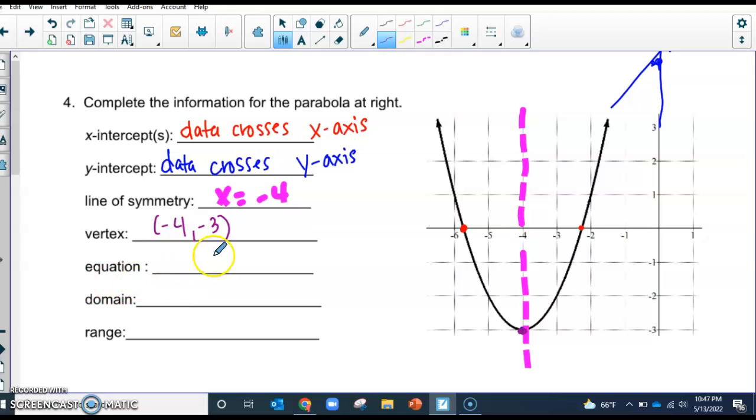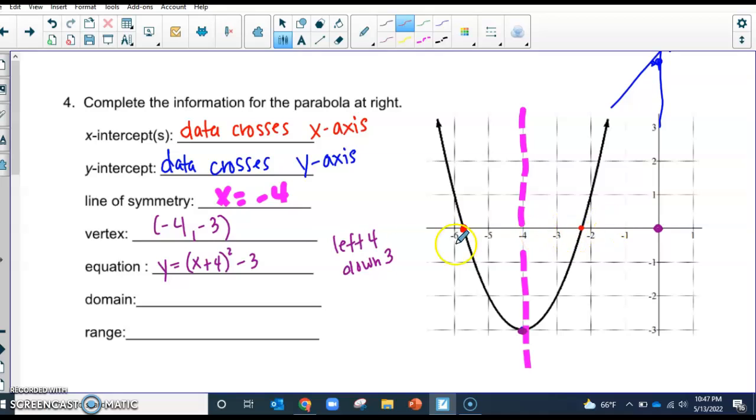The equation for this parabola is talking about how it has shifted from 0, 0. So this guy went, and sometimes I like to just write the shifts, left 4 and down 3. So I've got y equals (x plus 4) squared minus 3.